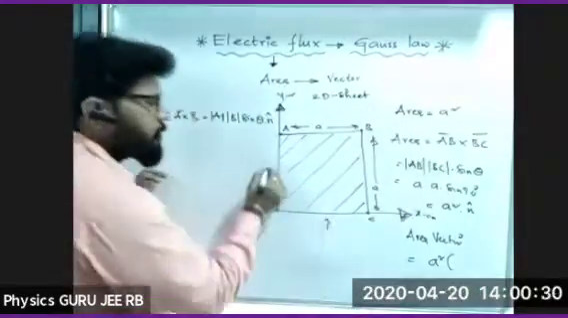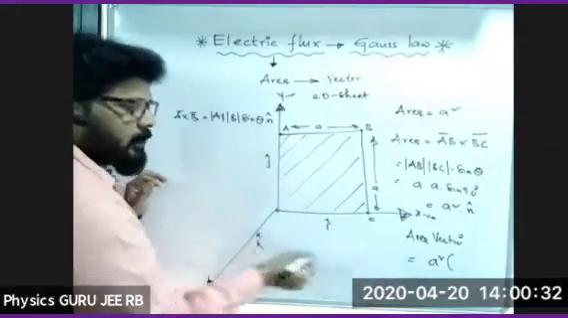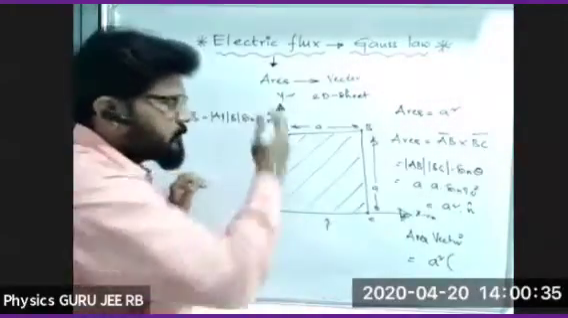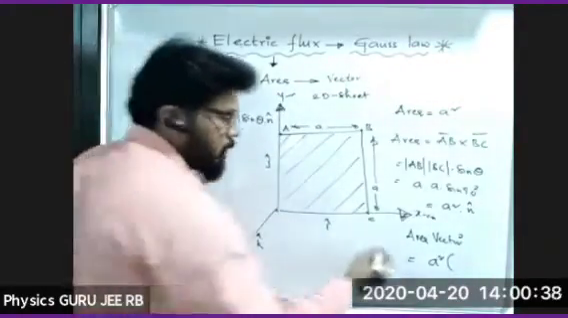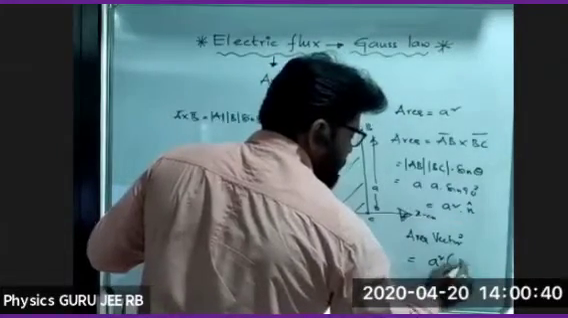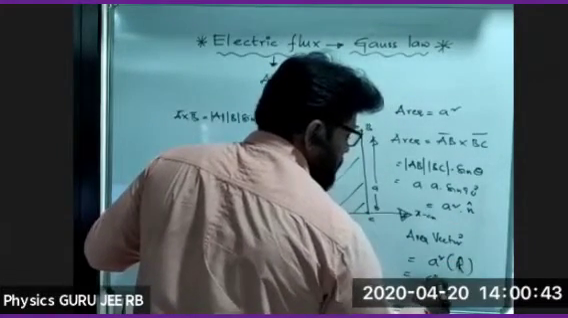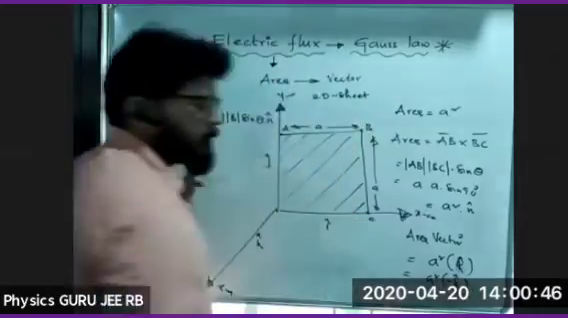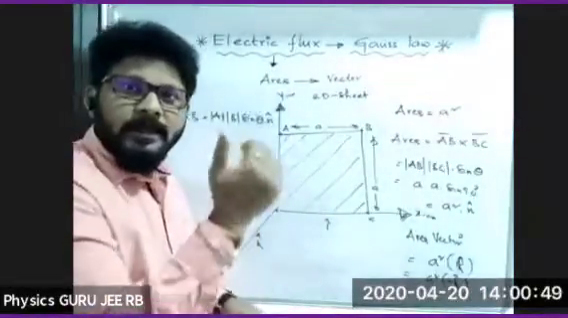It is i cap, j cap, and k cap. So I can write A square into k cap, or A square into minus k cap. Anything we can write. A square in this direction or backward.